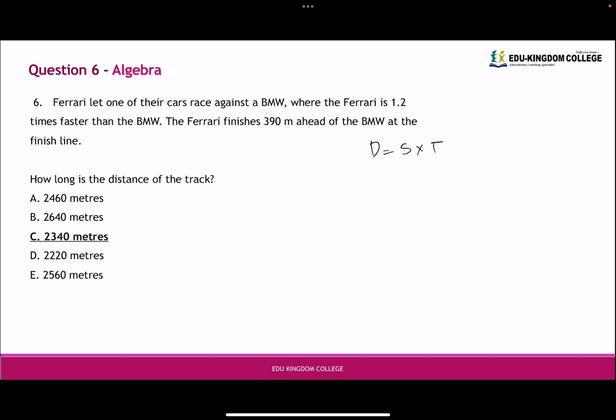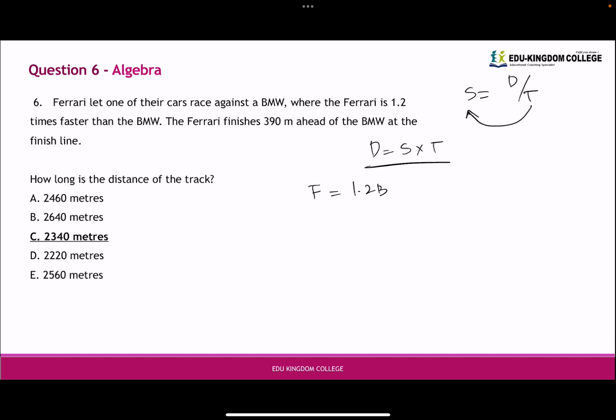Another way to remember it is if you have units for speed, so speed equals kilometers per hour, kilometers is distance, hour is time. So it's d over t, or d per t. I'm going to use this, because it's just the t moved over, and this is more useful for me. So I'm going to call Ferrari F. So Ferrari equals 1.2b, or 1.2 times the BMW, in terms of speed.